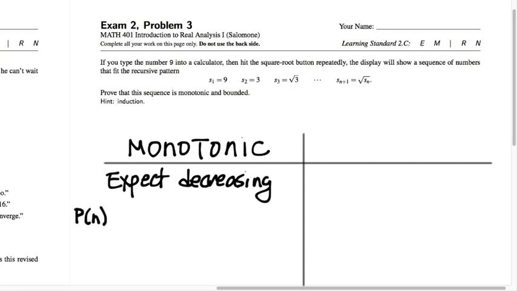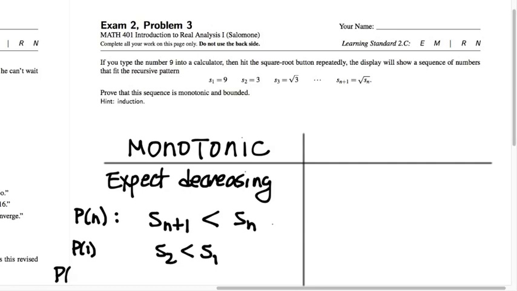And so then the statement that you would prove, I'm going to call this P of n, the nth proposition that you must prove for all natural numbers n, is that the n plus first term of this sequence is less than the nth term of this sequence. And so then in your induction, you'll prove the base case, P of 1, that S2 is less than S1. And then you'll also show that Pn implies Pn plus 1 in the induction. So the inductive proof is that Sn plus 2 is less than Sn plus 1, given that we assume Sn plus 1 is less than Sn. So that's the structure of the induction for the monotonic claim.